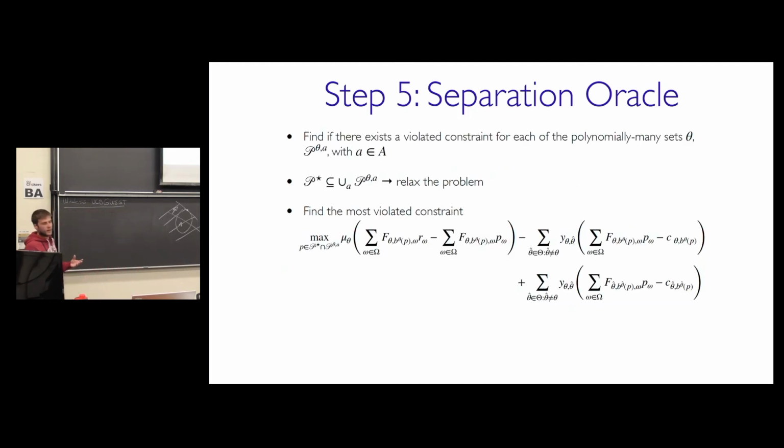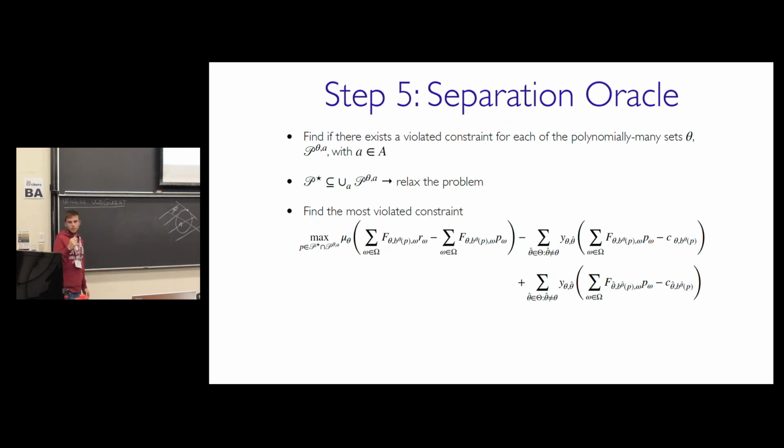The idea is that we have an exponential number of constraints, but we can split them into polynomially many sets, one for each theta and set of payment vectors P theta A. And here we are actually relaxing the problem because the union of these sets is a superset of the actual set of vectors of payments P star. Now for each of these polynomially many sets, we need to find the most violated constraint if it exists. And this amounts to solving a maximization problem.